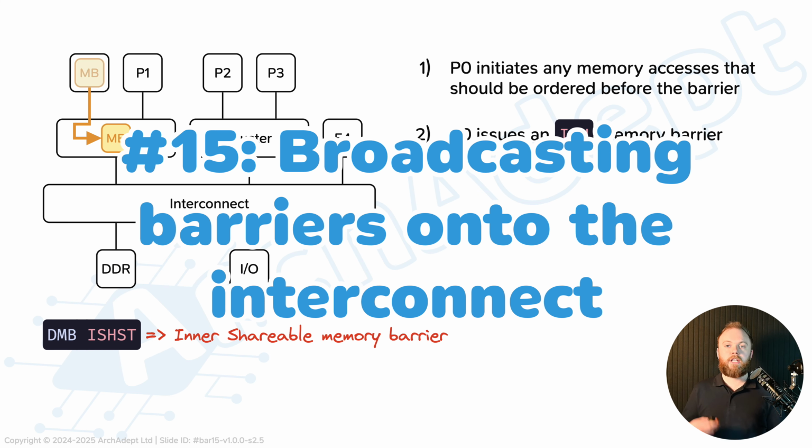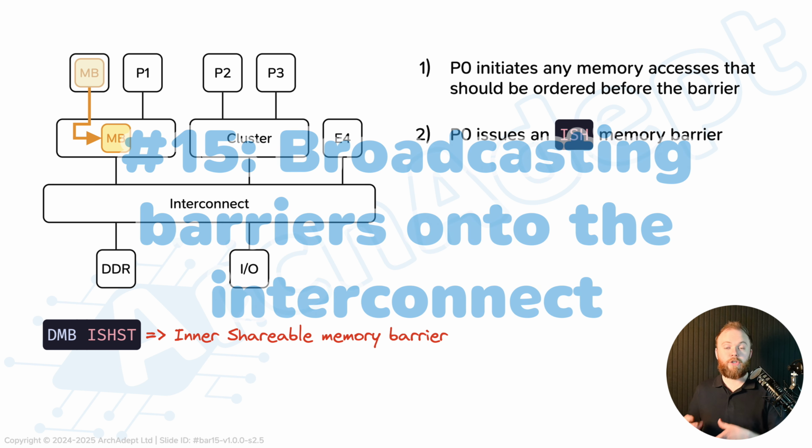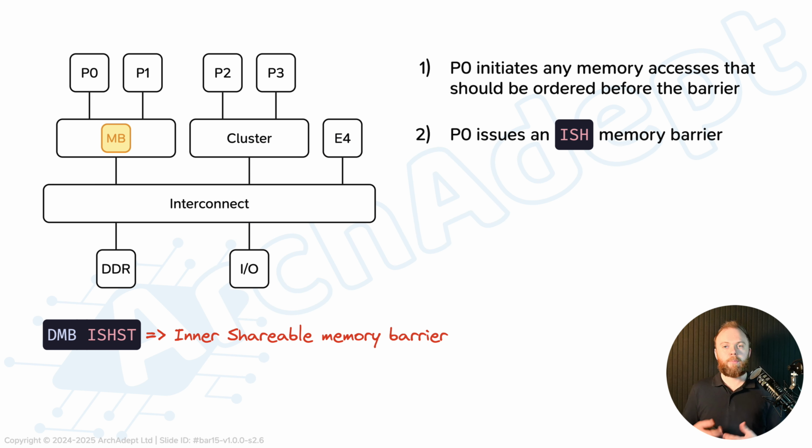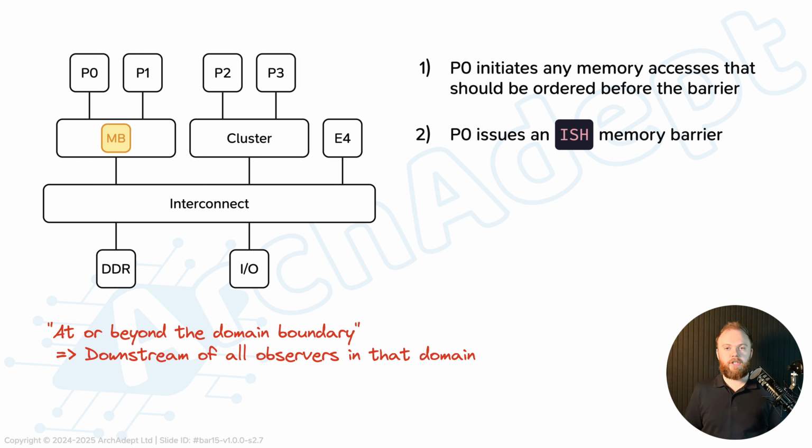Next, P0 issues an inner shareable memory barrier transaction corresponding to the DMB. And upon receiving this memory barrier transaction, the cluster fabric looks at the encoded shareability to determine whether it can handle this barrier entirely by itself, or whether it's going to need some help from the downstream primary interconnect. It makes this decision based on whether or not it is at or beyond the corresponding domain boundary. That is to say, based on whether it is downstream of all observers in that domain, or whether there may be other observers in that domain that are downstream of the cluster fabric.